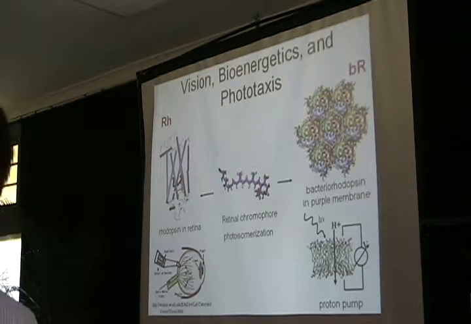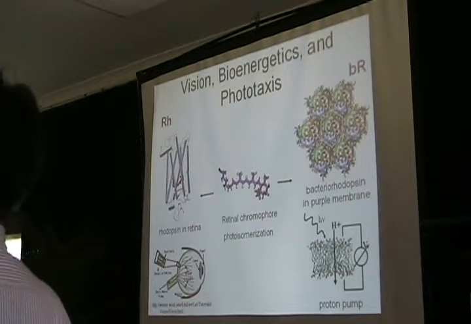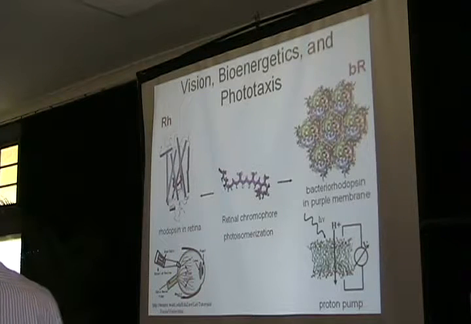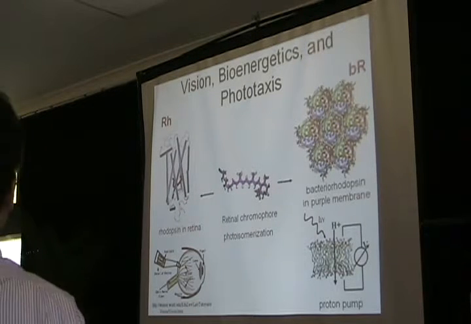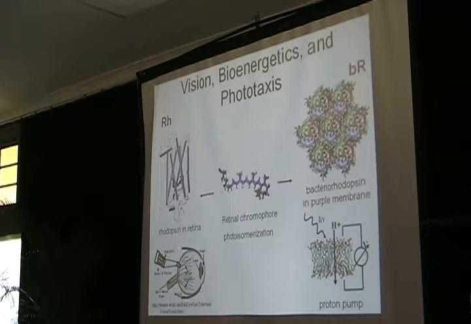Retinal protein function. Retinal proteins have various functions in various living organisms. For example, this is rhodopsin in the retina of the eye, which is responsible for vision. And there is also a bacterial rhodopsin called BR, which is a light-driven proton pump.